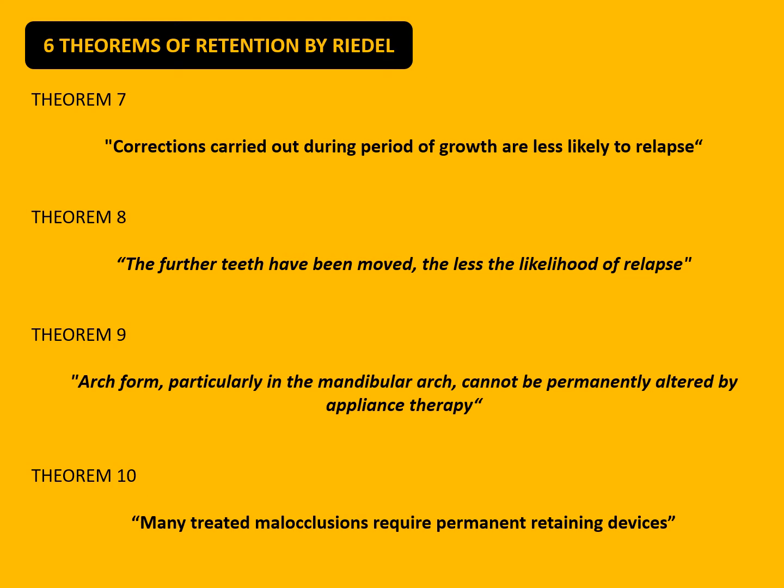Theorem 9, arch form, particularly in the mandibular arch, cannot be permanently altered by appliance therapy. So any expansion or constriction you have undertaken cannot be permanently altered by appliance therapy alone. Theorem 10, many treated malocclusions require permanent retaining devices. So this is the current school of thought as well, to provide a permanent retention, that is lifelong retention for individuals whose teeth have been moved to new positions, either using myofunctional appliances or fixed appliance therapy.